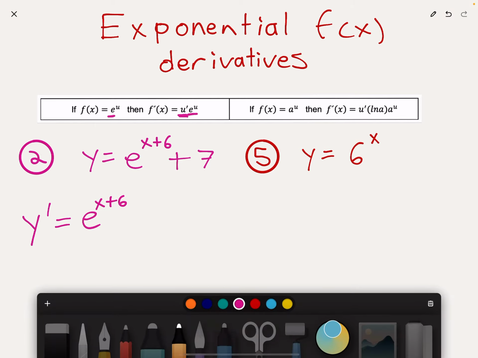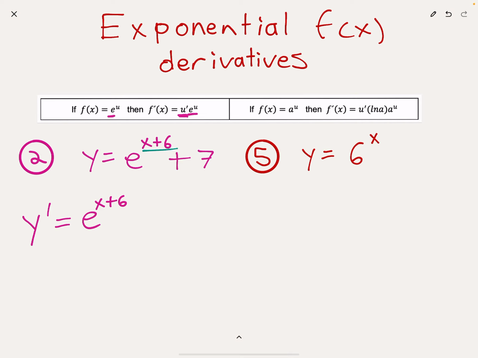In this case, the exponent is u, x plus 6, therefore the derivative of x plus 6 is 1. So that one would be multiplying the original exponential function. And that's it. We have covered the whole derivative for that exponential function.